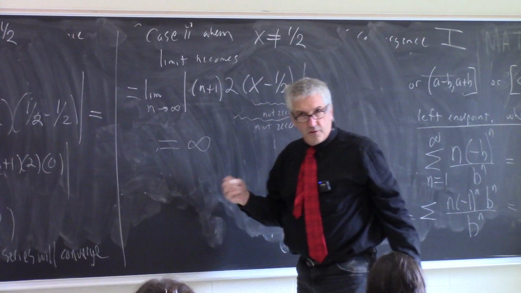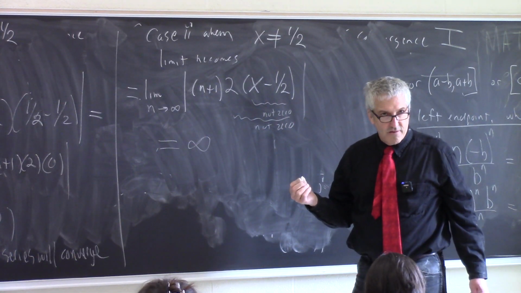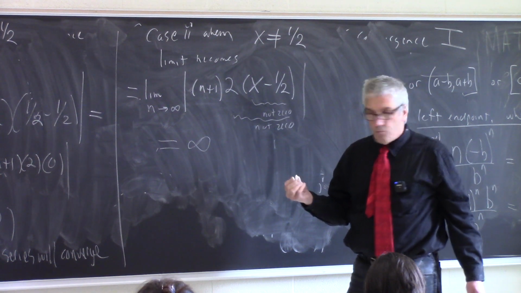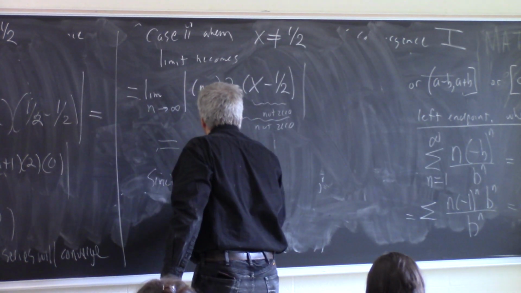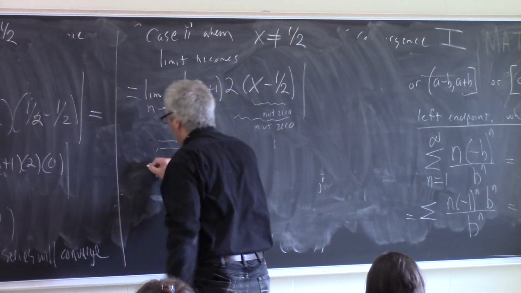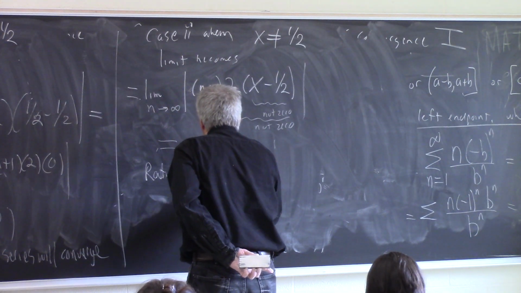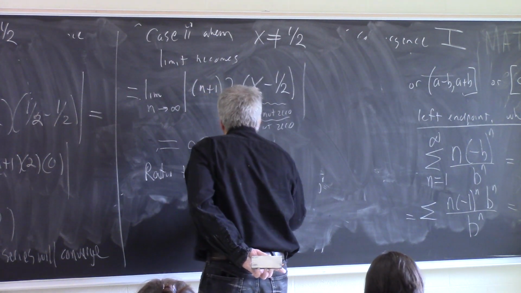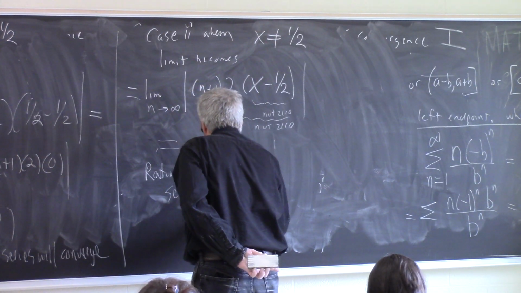So the series will not converge, because the ratio test says the limit has to be a number less than 1. So since the limit is infinity, the ratio test tells us that the series diverges.